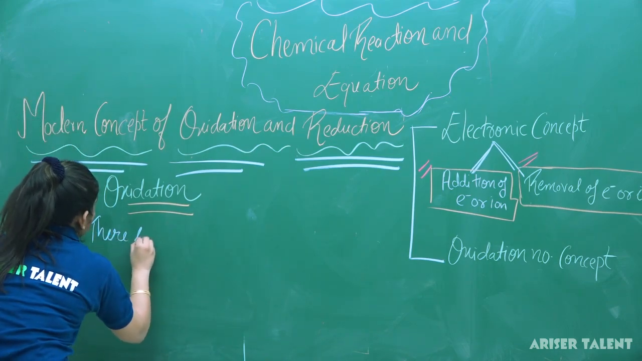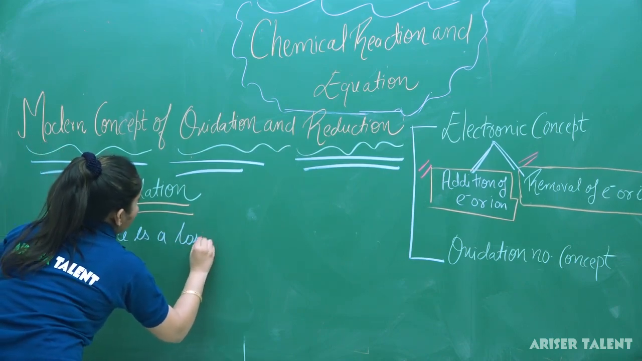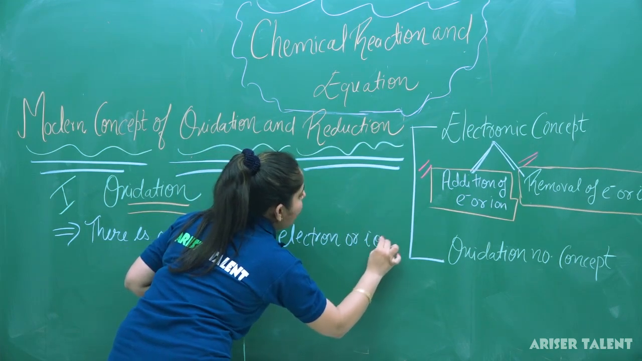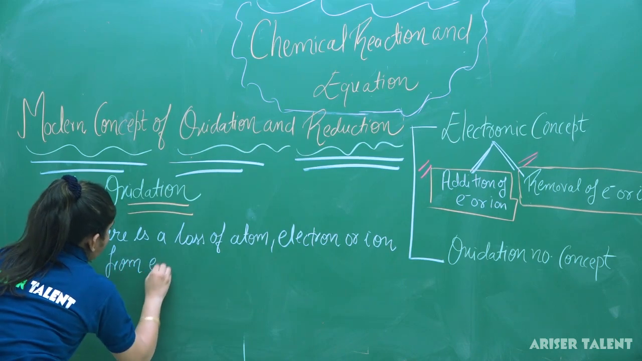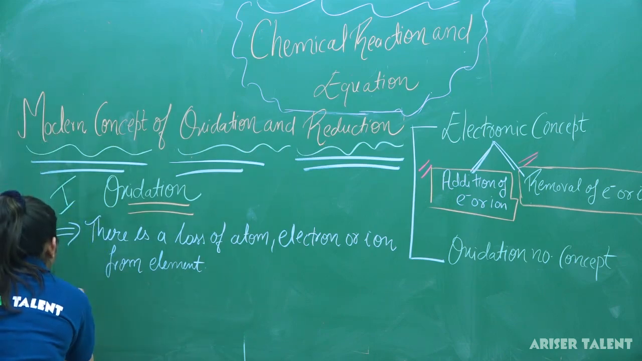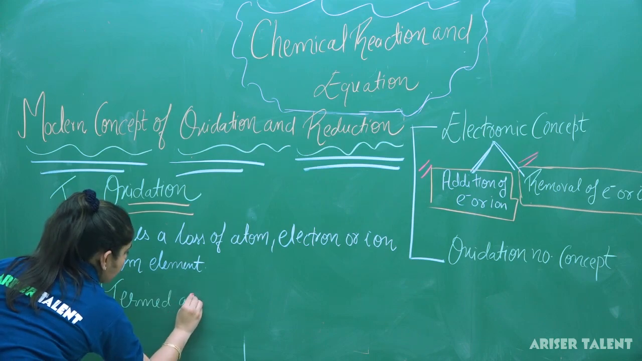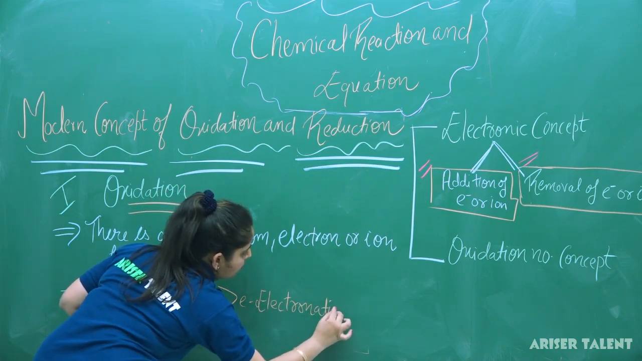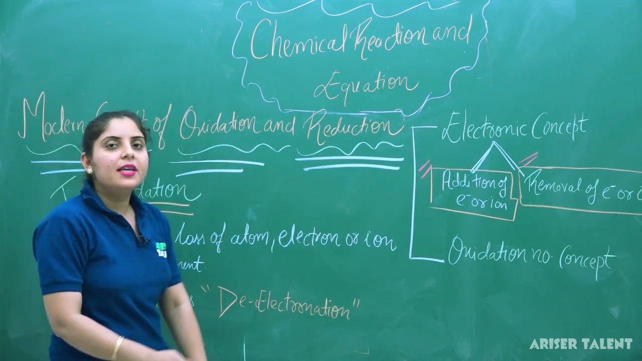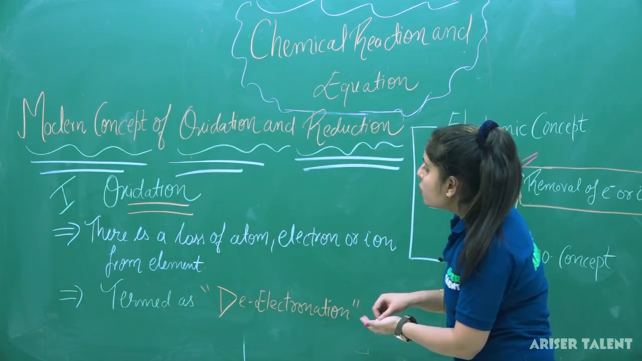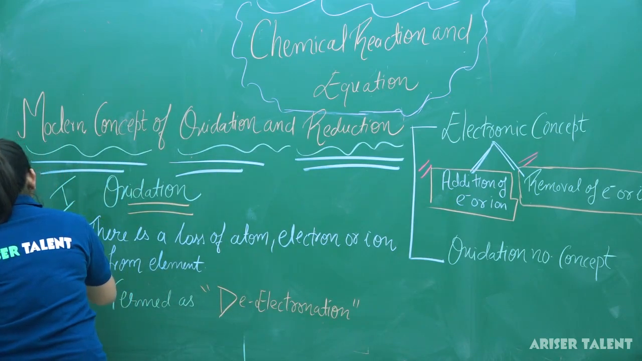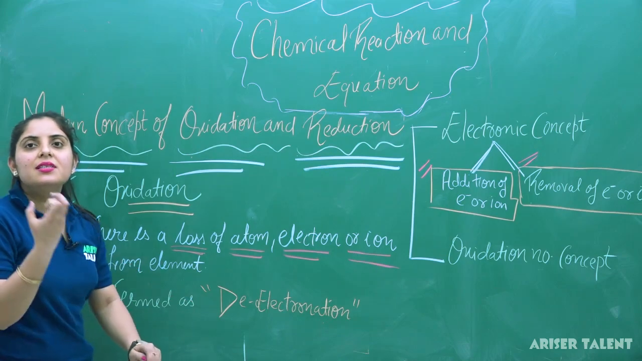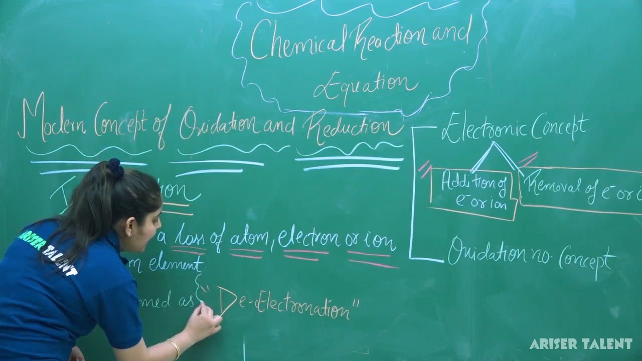There is a loss of atom, electron or ion from an element, and this loss is basically termed as deelectronation. So in case of oxidation, there is always a loss of electron or ion. The loss of the electron or ion occurs in this case. There is a loss of atom, electron or ion. So D means there is a deficiency of electron, so we may call this term deelectronation.